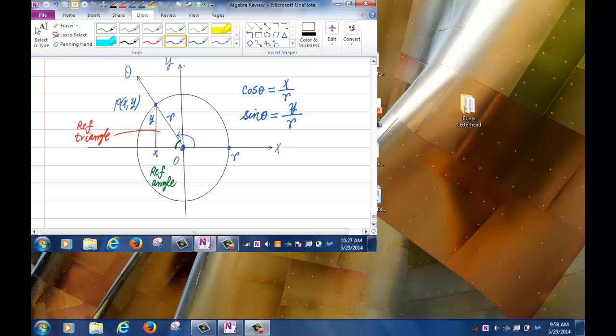Now you might say, what is the difference between this and before? Well, notice that x could be negative now, right? X could be negative.